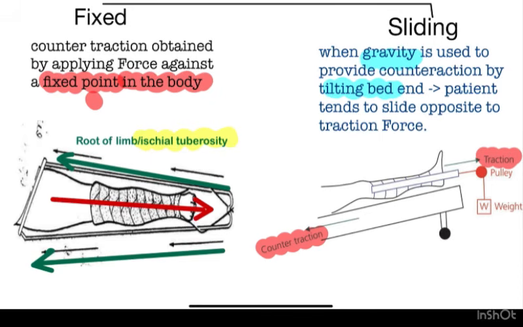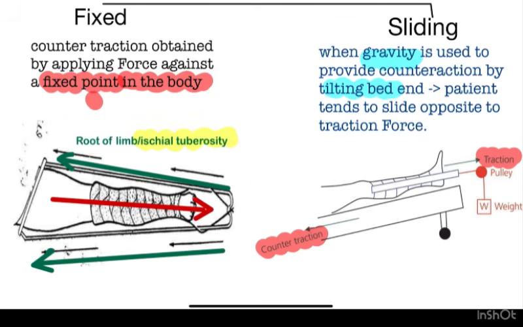This depends on how much traction you have given. If you have given a 6 pound load for traction, then you have to increase the leg end of the bed by 6 inches. Because roughly for 1 inch of the elevation of the leg end of the bed, there will be a counter traction of around 1 pound. Alright, so for 6 pound of the counter traction, we will be needing a wooden board of around 6 inch.